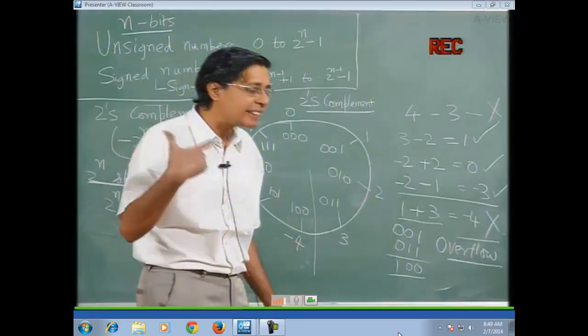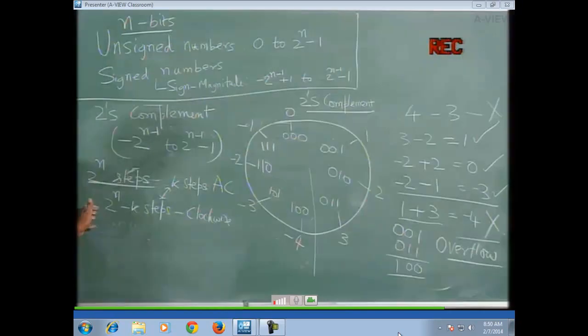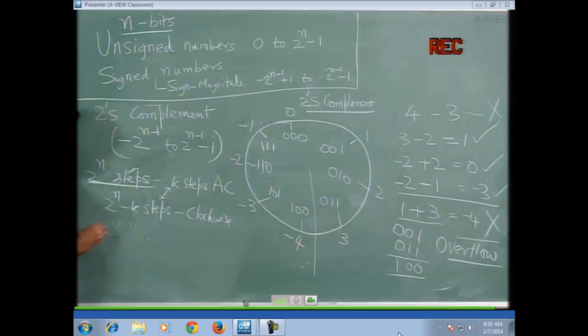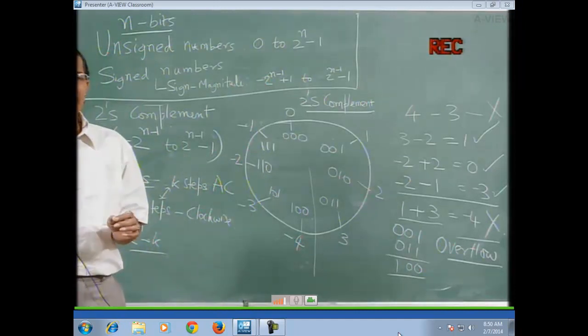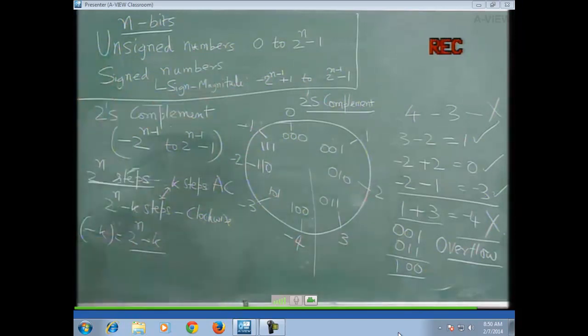Where did that 8 come from? 8 came because of 2 power 3. And that is precisely what we are doing. I want to represent minus k as 2 power n minus k. If I represent minus k as 2 power n minus k, then subtracting k from a number can be modeled as adding 2 power n minus k to that number. That is what we have seen here. So precisely that we have done.